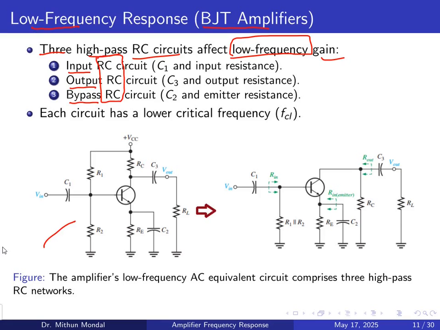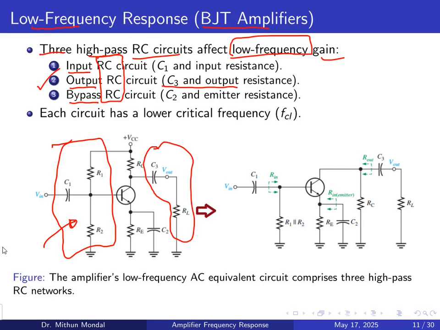If you see this circuit, this is the BJT circuit or the amplifier circuit. You have the input, output, and the bypass. On the input, we basically have the capacitor C1 and the input resistances R1 and R2, which are connected as a voltage divider. If you talk about the output part, we have C3 and the output resistance. So this is the output part. And the bypass capacitor is basically this C2.